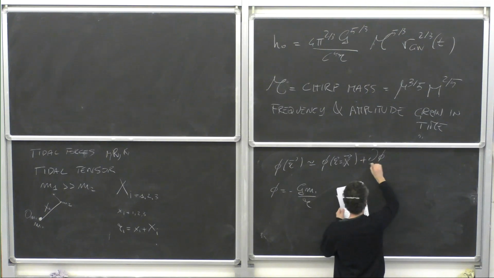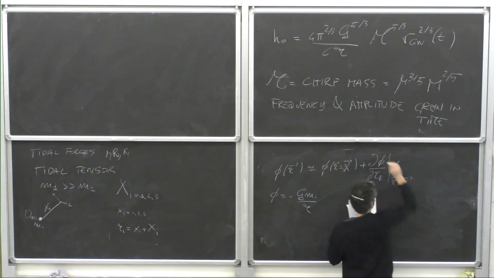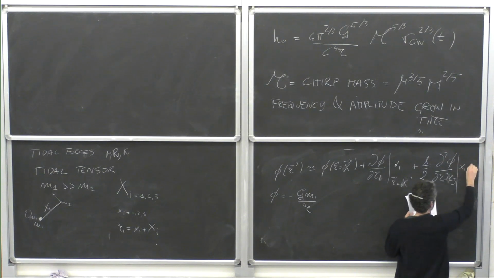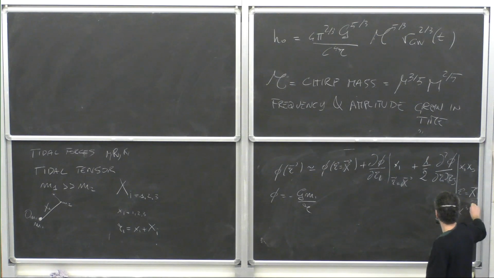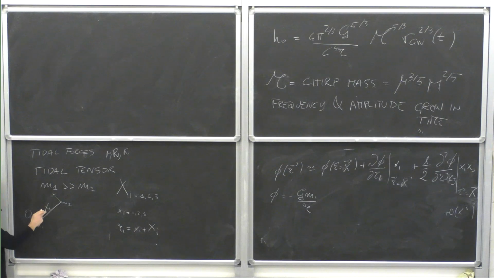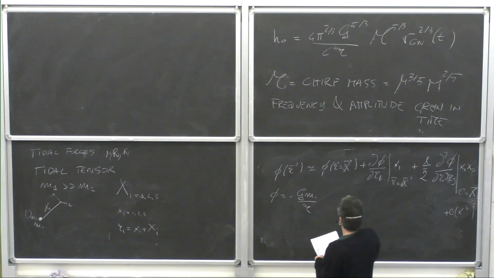And I can write this phi of R as phi of capital X plus d phi dr times small x, plus 1 over 2 second derivatives times small x squared, plus small x cubed. The functions and derivatives are evaluated at capital X, because I'm expanding the potential around capital X with a small deviation in small x. Okay, now let me use it here.